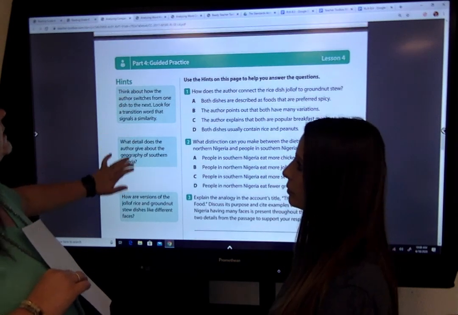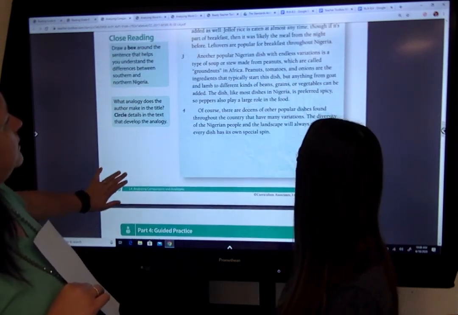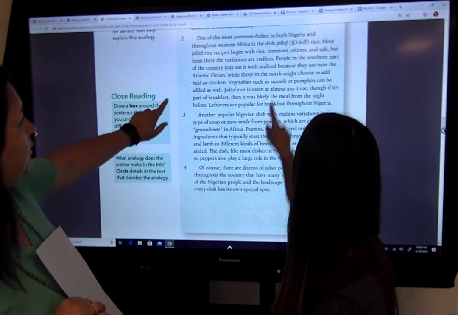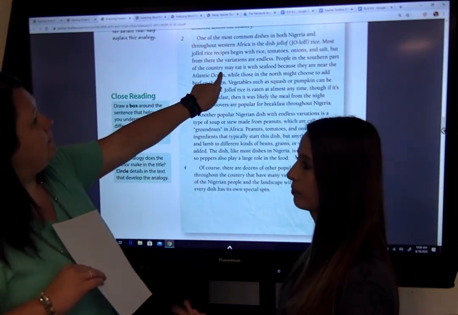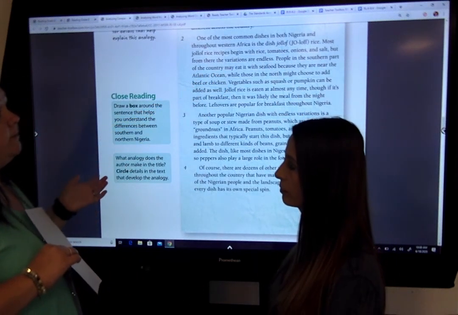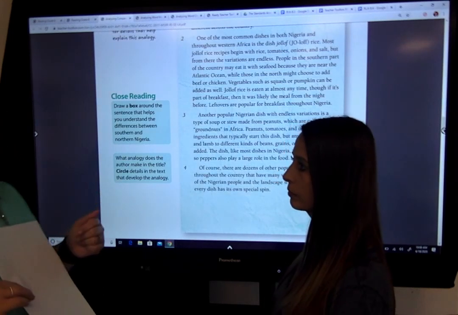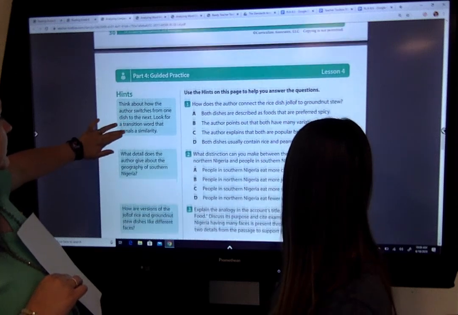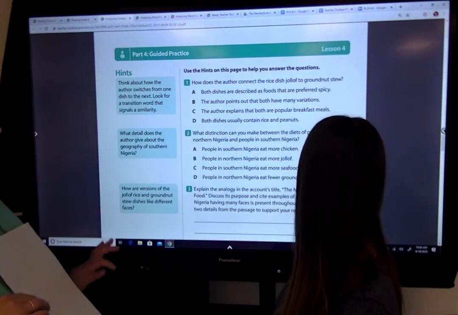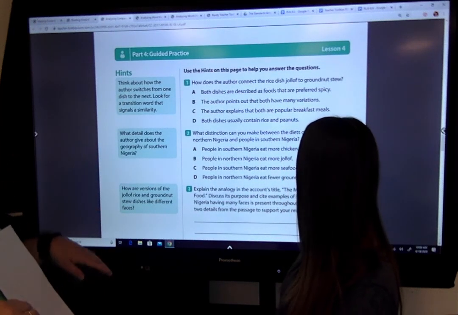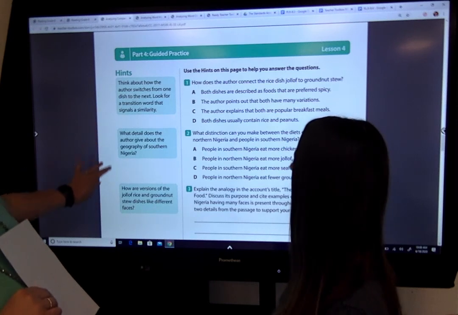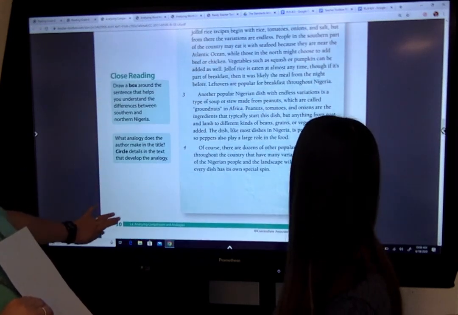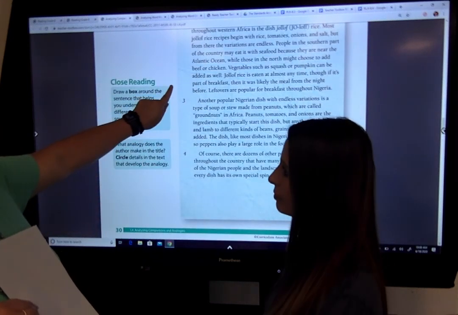Well, I remember seeing something about the seafood, and that was right here. People in the southern part may eat seafood because they're near the Atlantic Ocean. All right, so I think my answer could be C, that was a direct answer, but let's look at D. You have to read all your choices. People in northern Nigeria eat fewer ground nuts. Well, did it say that? I don't see that anywhere.